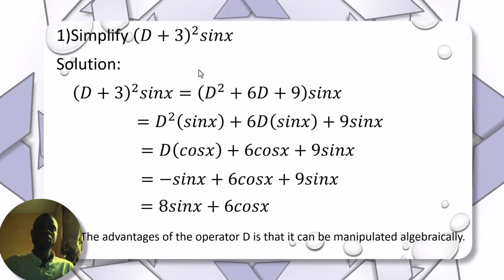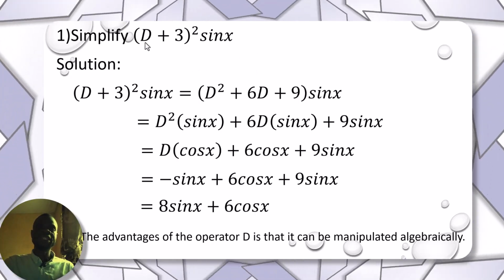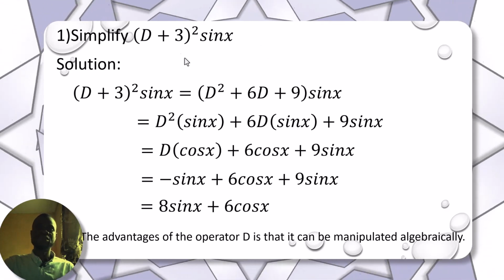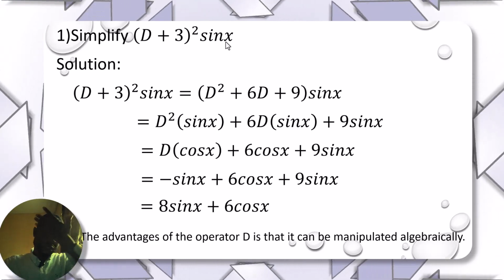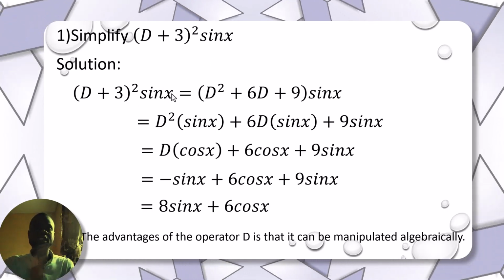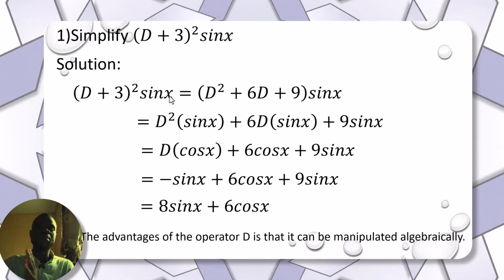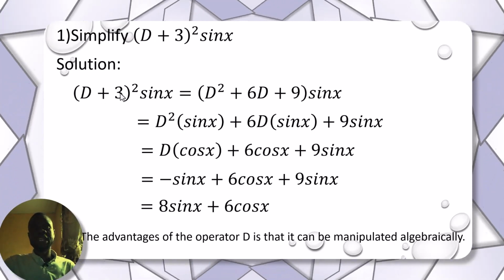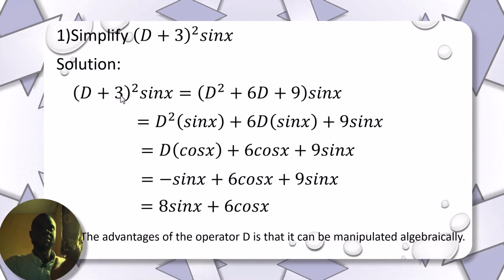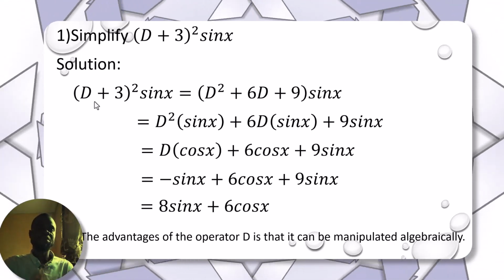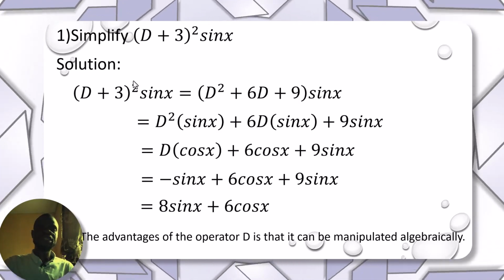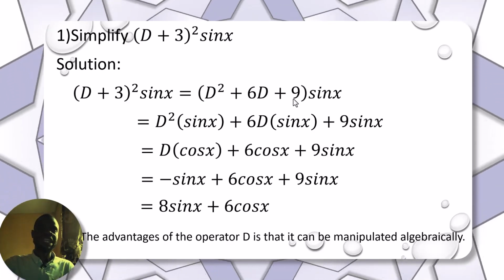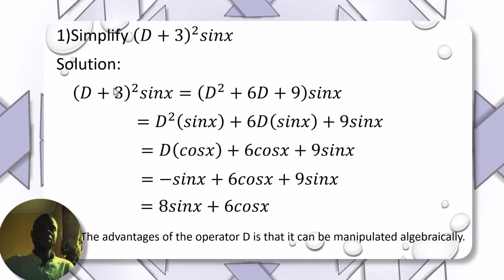Now I have another question, which is d plus 3 square sine x, right? The simple thing to do is that normally I'm supposed to open this bracket to know which terms I'm actually supposed to differentiate because of the d that is here. So looking at this, you simply apply the algebraic process. So d plus 3 square is the same as d square plus 6d plus 9, right? Because this will give you what?